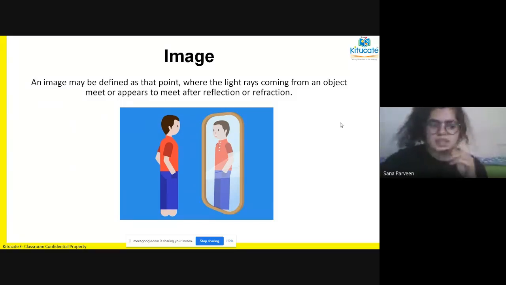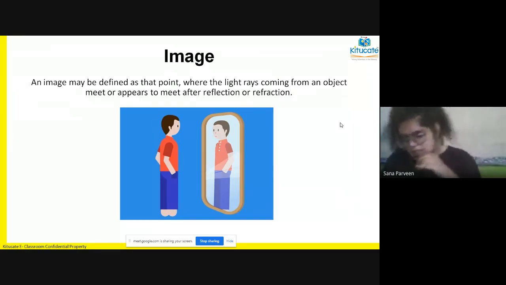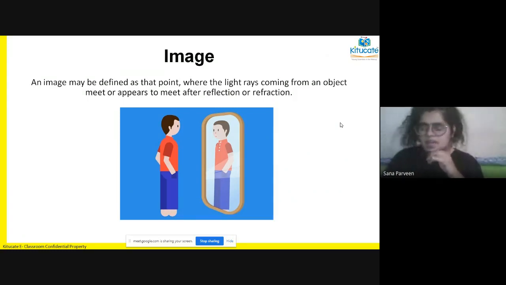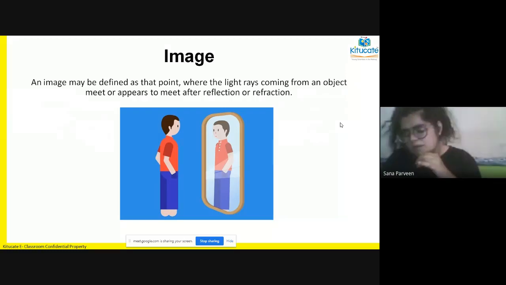Okay, but he or she is not realizing that it is the same person. So when we see the image of the boy in the mirror, then we think that image is formed behind the mirror, but there is nothing behind the mirror at all. Is there anything behind the mirror, students? No, it is just a reflection of the boy who's standing in front of the mirror.